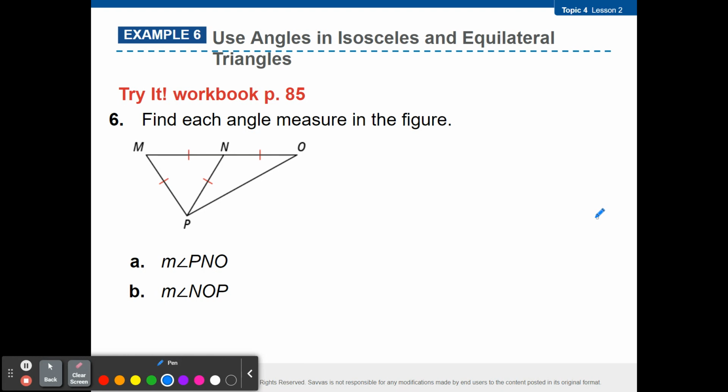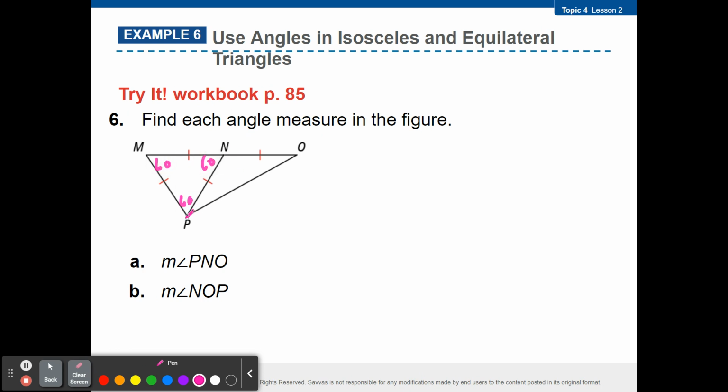Do it. All right, show of hands. Who's still working on this? All right, let's talk about it. So we have an equilateral triangle here. So I know that this is 60, this is 60, and this is 60.